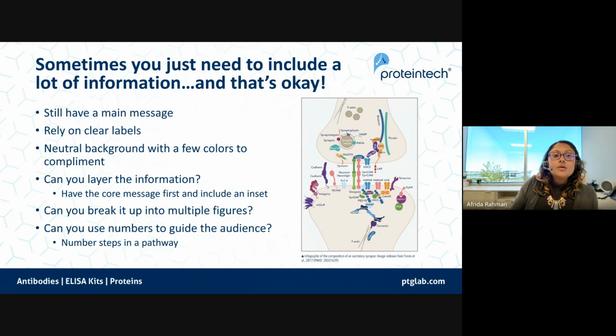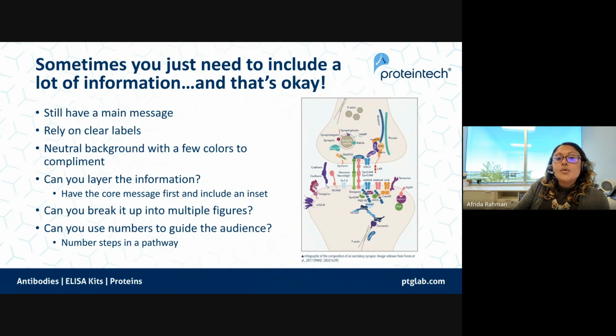So the main thing that you need to do when you have a lot of information that you're trying to convey is still have a main message. Here our message is synaptic proteins. You want to rely on clear labels. So everything is labeled and color-coded, so people can very easily see what each protein corresponds to. And then having a neutral background with few colors to complement.